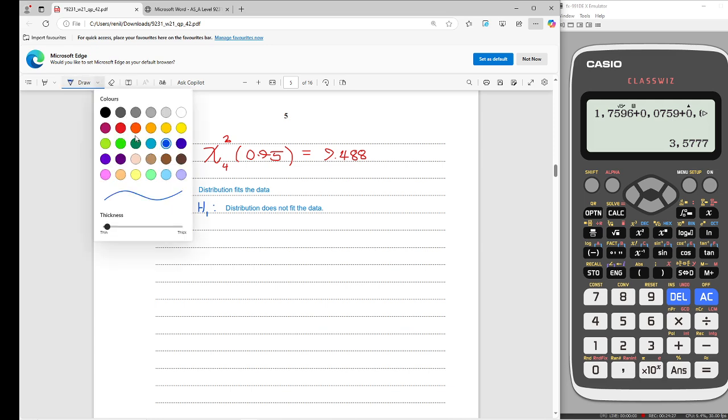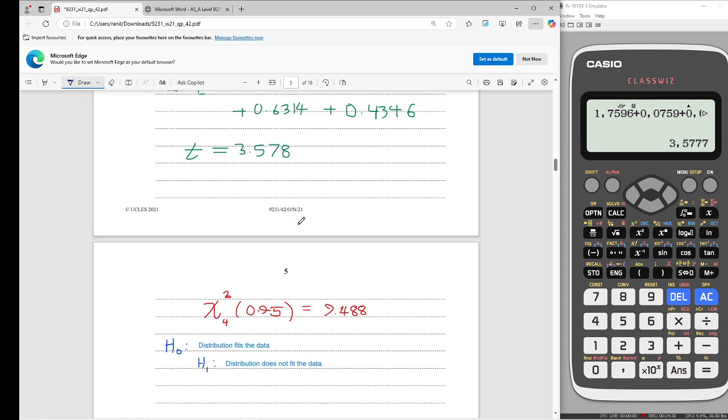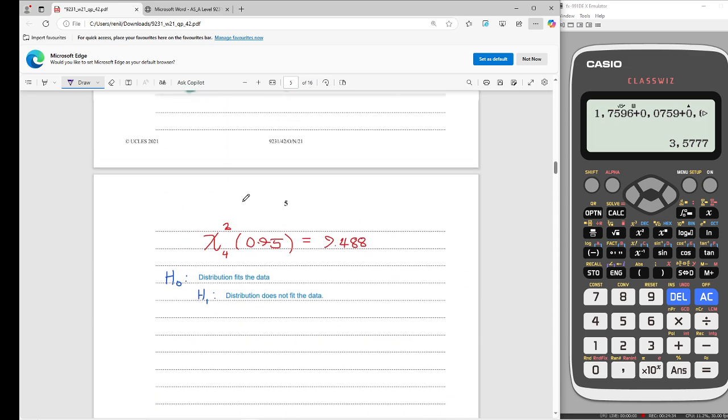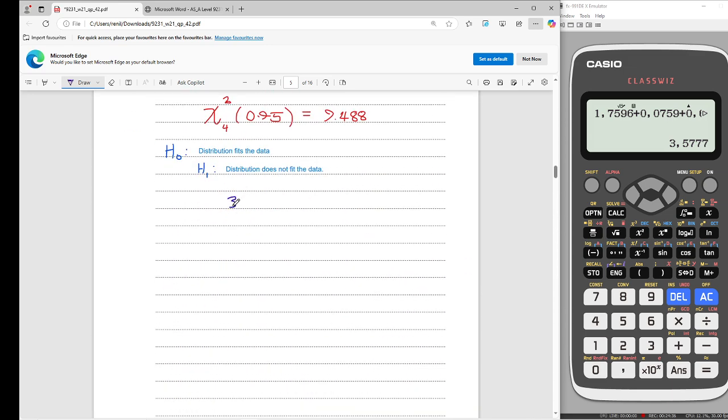Okay, moving on, let's do the final comparison. Our critical value versus test statistic. The test statistic is 3.578. Compare that with the critical value, which is obviously greater than the test statistic. So since the critical value is greater than the test statistic, we accept H null, meaning the null hypothesis.